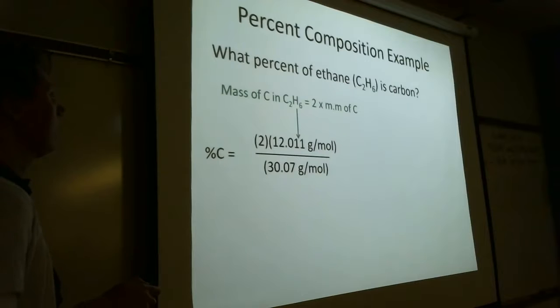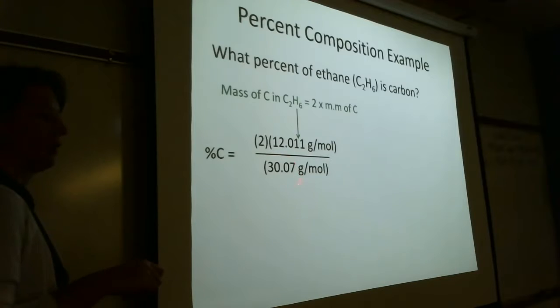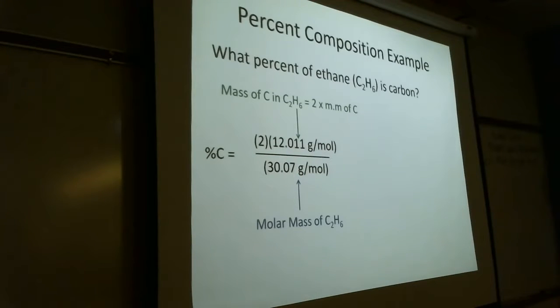So percent carbon, right? This is the mass of carbon in ethane. The formula is C2H6, right? So therefore, carbon's molar mass is 12.011, and there are 2 carbons in ethane, so 2 times the molar mass of carbon, right? Now, where did this 30.07 come from? What's that? That's just the total molar mass. Does everyone see how you do this? It's the molar mass of the element that you're interested in times however many of them are in that molecule, divided by the total molar mass, and then times 100, because it's a percent.